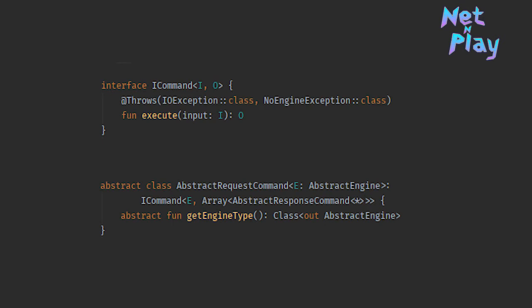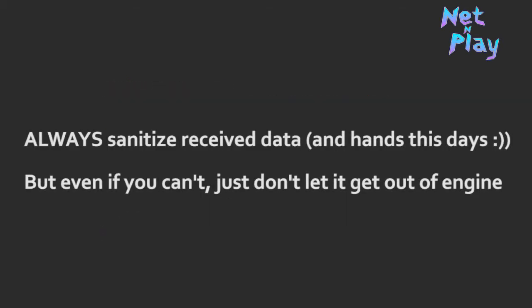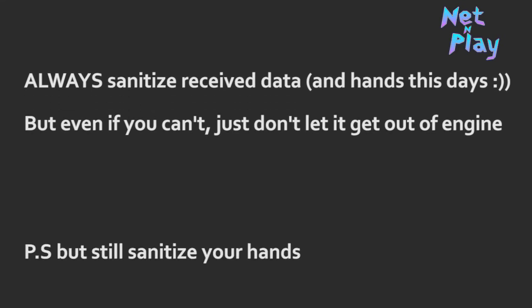Getting back to the commands and their execute method, as you can see, it has one parameter, and in a request command this parameter is a subclass of an engine. So the engine is the only thing that the command is able to access. And if you want to work with some sort of client-written scripts, you'd better check that it's safe on your own. But even if you can't, these scripts only get access to the engine. You'd better not put any important objects into this engine.